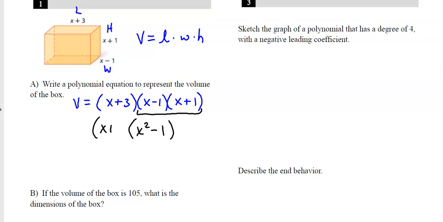And then I have an x plus 3. So this is just a normal distribution. So x times x squared is x to the third, plus 3x squared minus 1x minus 3. And so this is the volume function. Well, then right below they tell us that the volume of the box is 105. So I'm going to scroll down and rewrite that. So that's plus 3x squared minus x minus 3.